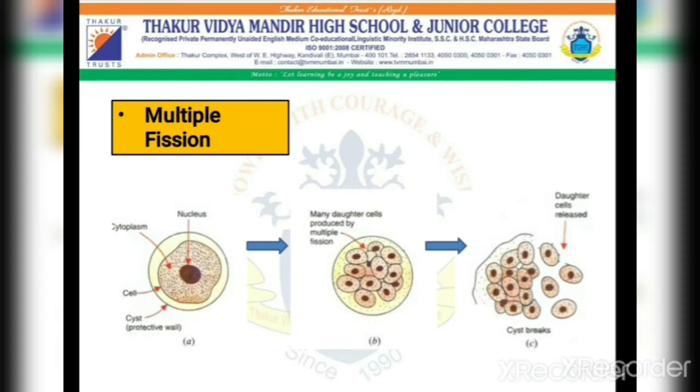Now, here, since many daughter cells or many daughter amoebas are formed at one time, this particular fission is also called multiple fission. So, amoeba is an example of binary fission as well as of multiple fission, but the difference is it goes for binary fission when the conditions are favorable, and it goes for multiple fission when the conditions are unfavorable. That is about multiple fission.